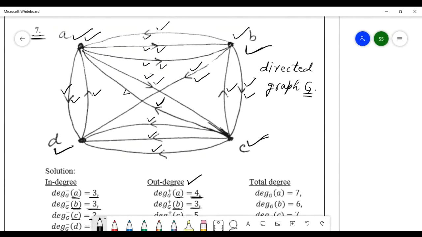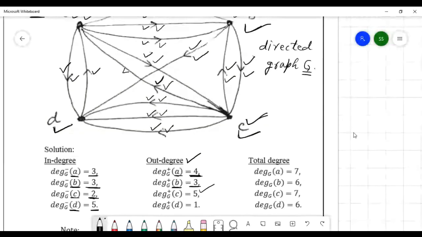Now out degree of vertex C. Out degree from here. Look. Another going 1, this going 2, this going 3, this going 4, and this going 5. Out degree of vertex C is 5. Now out degree of this vertex T. How many going from here? Only one going out. So out degree of vertex T is 1. See this. Is it clear or not?